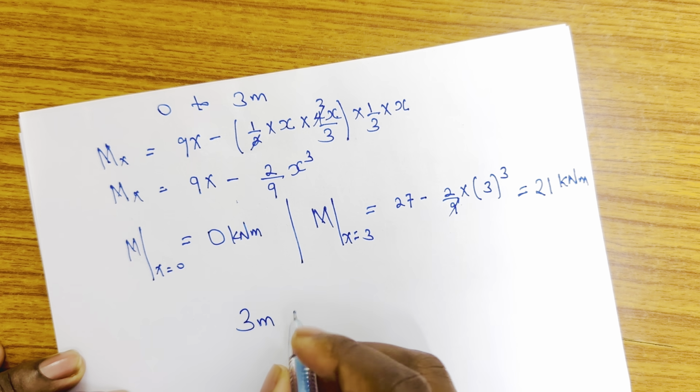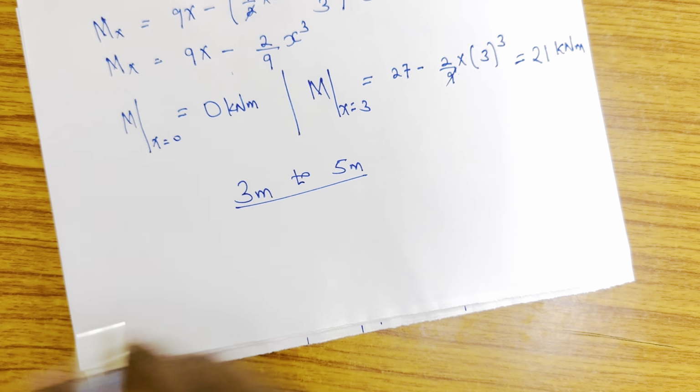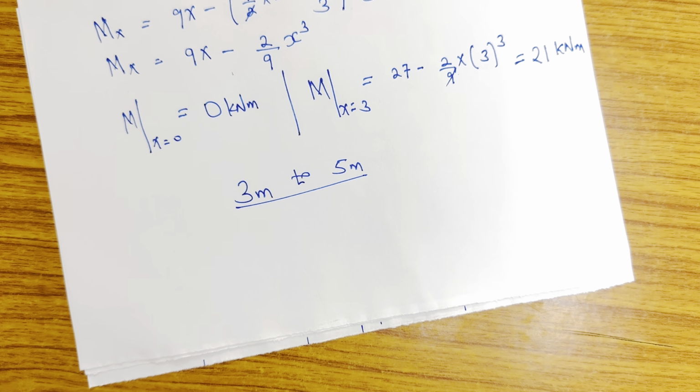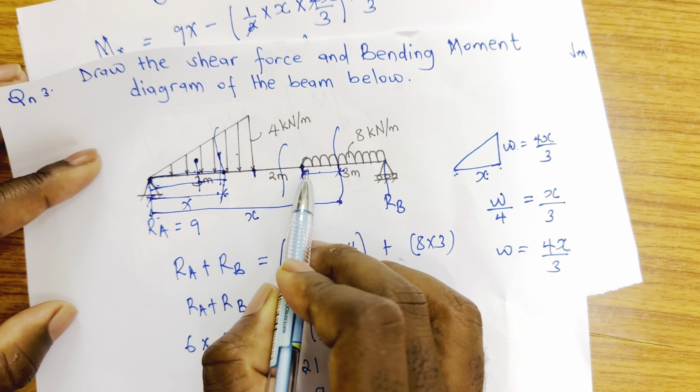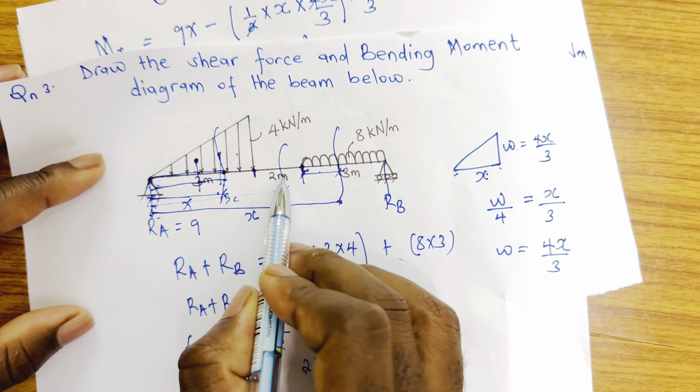Let's do the second span, which is 3 meter to 5 meter. Just the same way how we have been doing it, let's also have in place Mx. Let me have the diagram again. This is what we have, and I am within 3 meter to 5 meter, so this is going to be 9 times x, because I'm cutting the beam from this middle part. If I cut the beam from here, that means from this part to this part will be x. So 9 times x, that is for the first case.